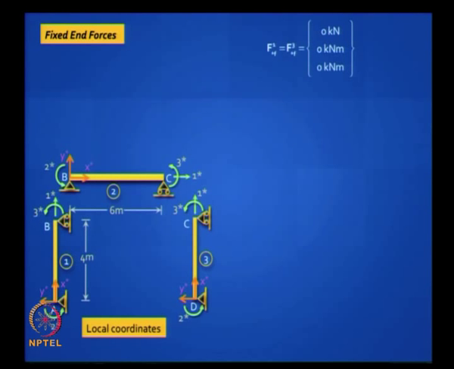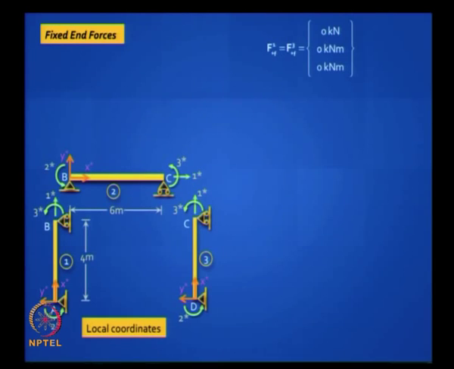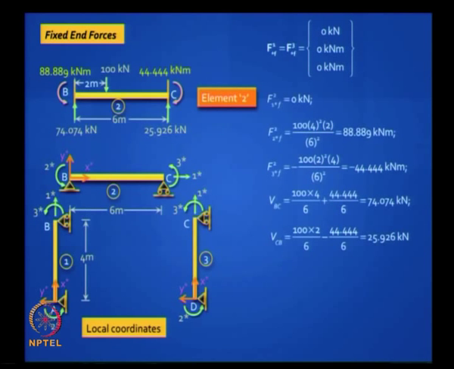Fixed end forces, we have done this before. Okay, so these are your local coordinates. The elements 1 and 3 do not have any loads in between, so it is 0 kilonewton, 0 kilonewton meter, 0 kilonewton meter. Remember, 1 star corresponds to an axial force, 2 star and 3 star correspond to the end moments. There is no fixed end force for the first and third element, it is only for the second you have, and you have to be careful with that.